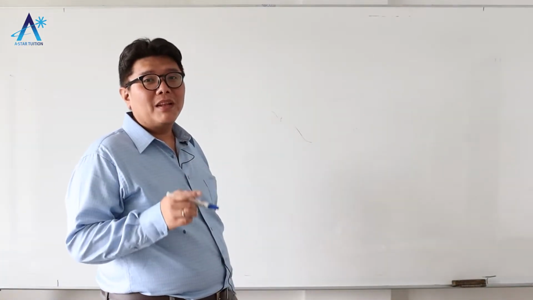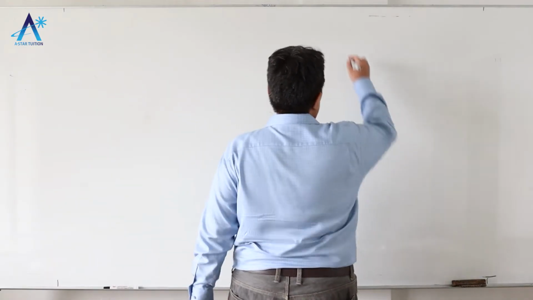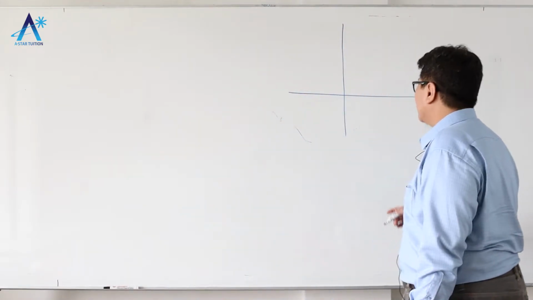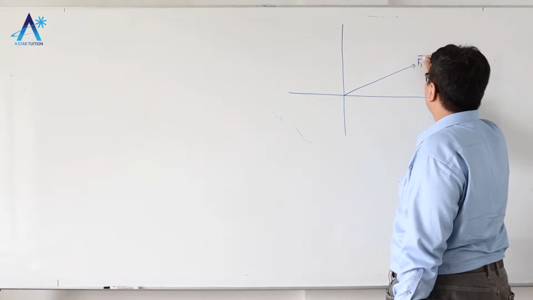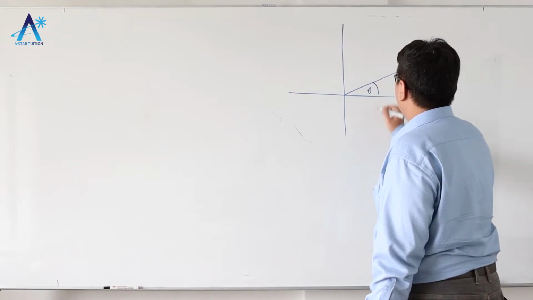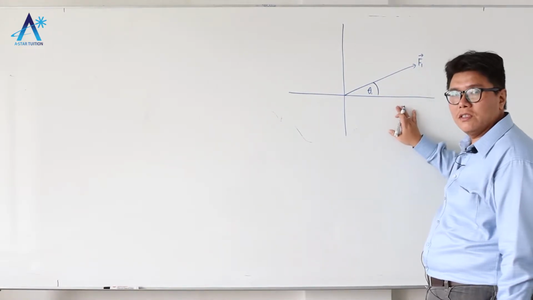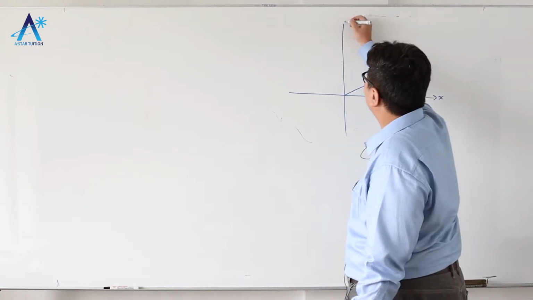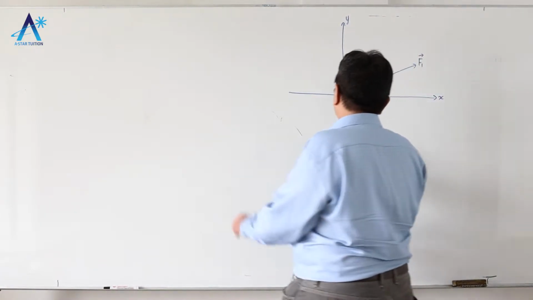Now let's look at an example of how to add vectors by resolving into components. Okay, so let's say that here I draw three vectors. Yeah, there are three vectors. This is the first vector, f1, and this is the angle theta 1. So this is the angle formed by vector f1 with respect to the positive horizontal axis. Okay, so the horizontal axis is x and the vertical axis is y. And then let's say that there's another vector this way.